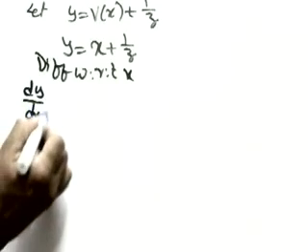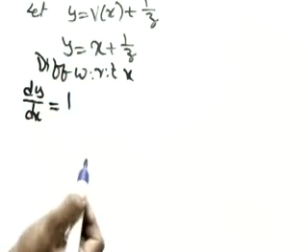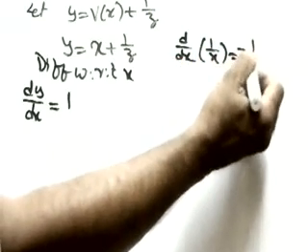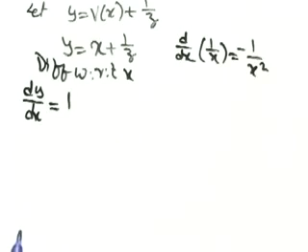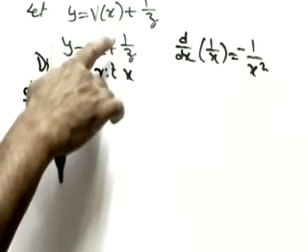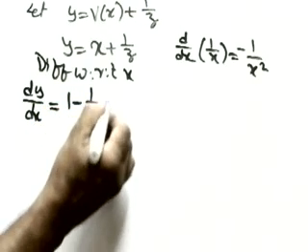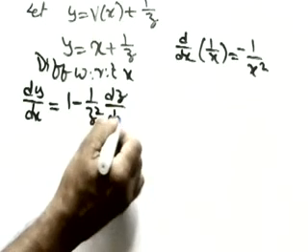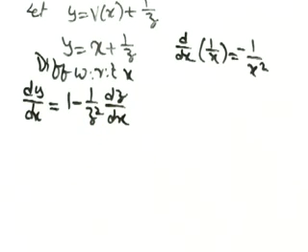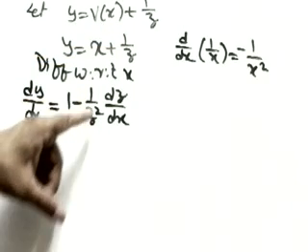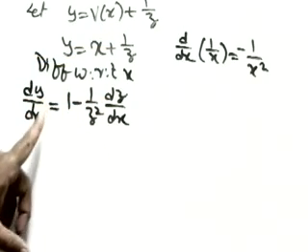The differentiation will be dy/dx = 1 + d/dx of 1/z. d/dx of x is 1, and d/dz of 1/z is minus 1/z², but we have to write dz/dx. So this is the method. What we have done: the differentiation of y is dy/dx, d/dx of x is 1, and d/dx of 1/z is minus 1/z² dz/dx.